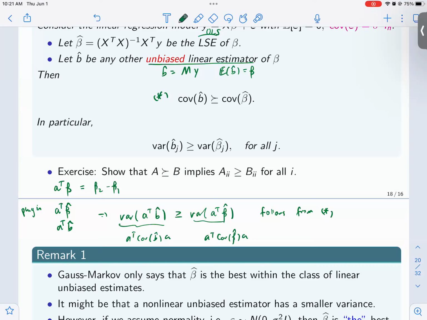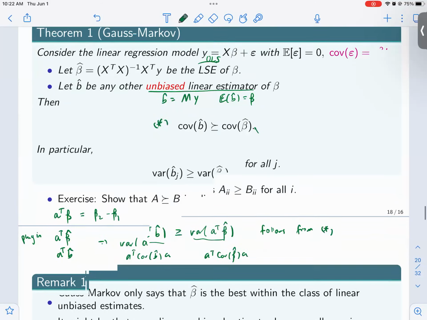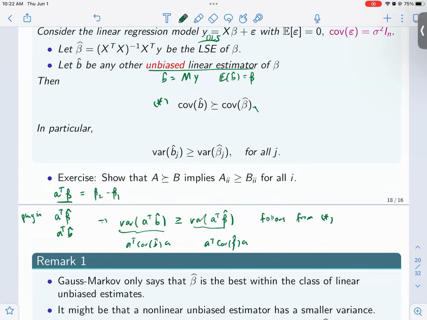So this tells you that any linear combination of the coefficients has bigger variance under B hat than the corresponding linear combination under β hat. So all the other quantities that you try to estimate by plug-in also have bigger variance with B hat than with β hat. So there is a strong sense in which β hat is best: smallest variance. Small variance is good. Hopefully it should convince you that having a smaller variance is better.